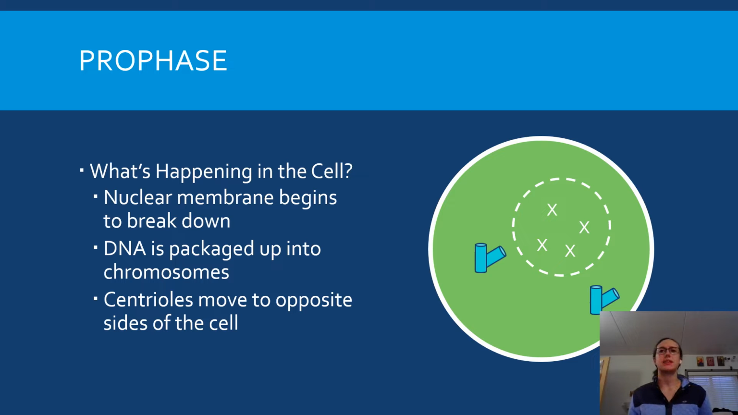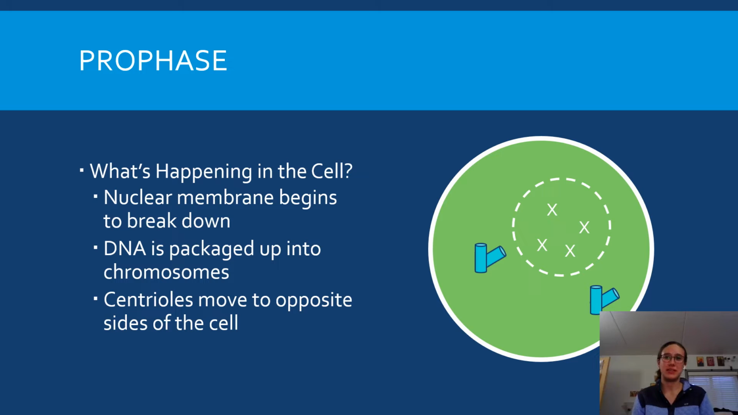So what's happening in the cell at this point? You're going to start to see the nuclear membrane, which surrounds all of your genetic information, break down. There are little holes that are going to form, and it's going to start to fall apart a little bit. And then your genetic material, which is your DNA, is going to start to condense.